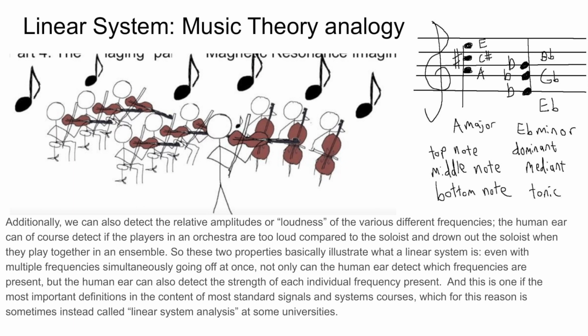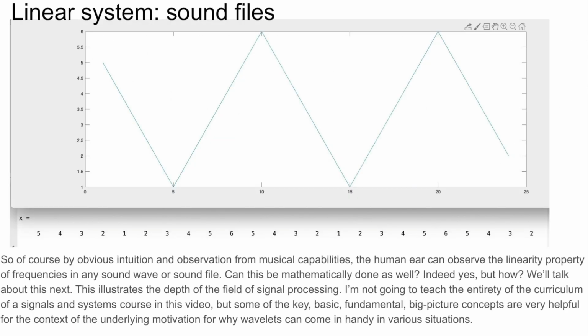And this is one of the most important definitions in the context of most standard signals and systems courses, which for this reason is sometimes instead called linear system analysis at some universities. So of course, by obvious intuition and observation from musical capabilities, the human ear can observe the linearity property of frequencies in any sound wave or sound file.